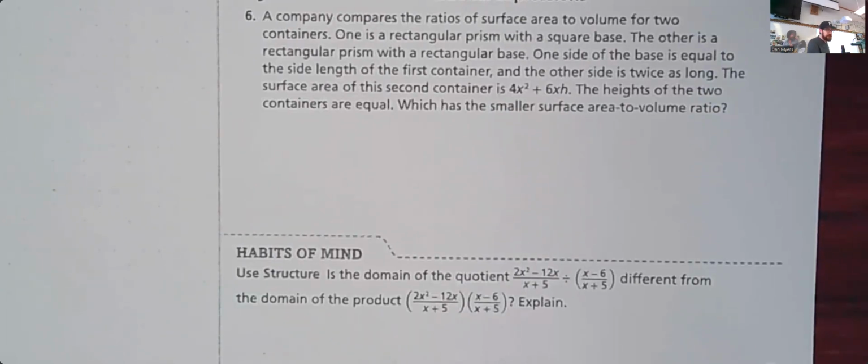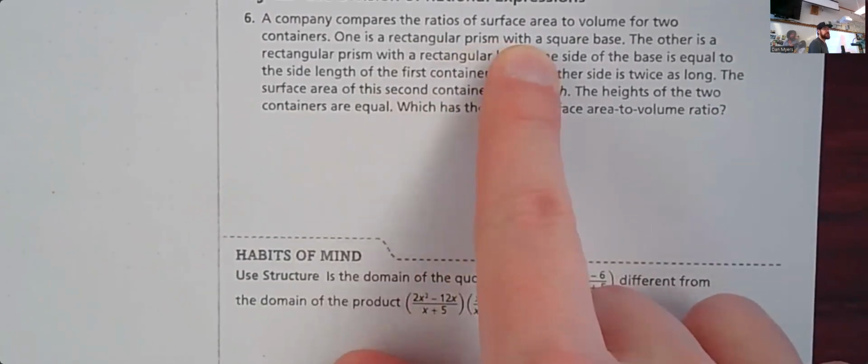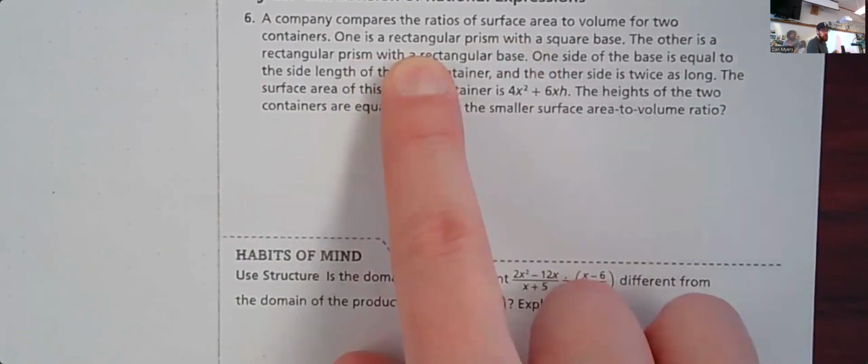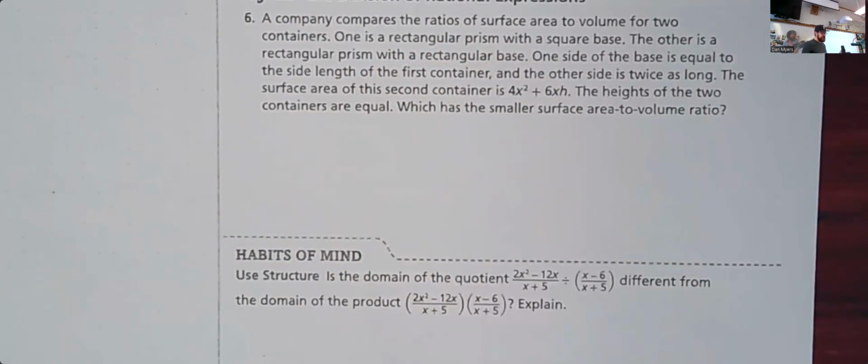So a company is comparing the ratio of surface area to volume. So if you compare surface area to volume, that is a fraction of surface area over volume. So that's the fraction we're going to be looking at, surface area over volume, for 2 containers. One is a rectangular prism with a square base. So here's what I want you to do.